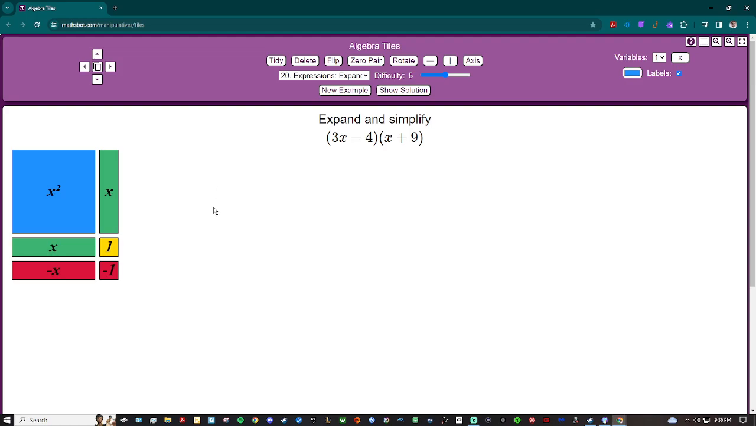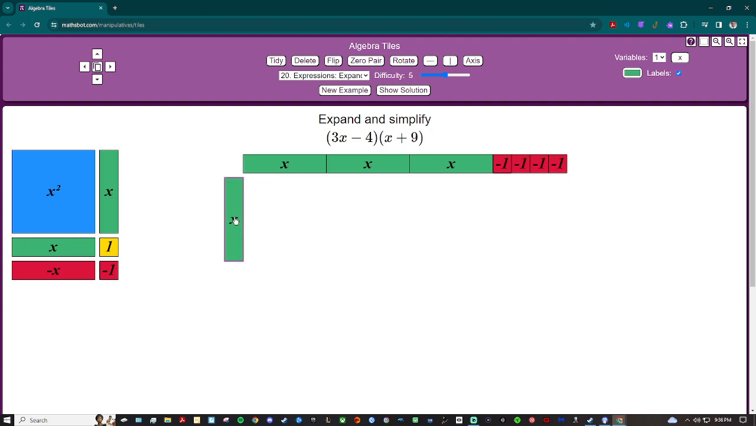So once again, I'm going to first pick my first polynomial, and I'm either going to go vertical or I'm going to go horizontal. So this time, let's go horizontal. 3x minus 4. So I have 3 x's, 1, 2, 3. And this time I have minus 4, so I'm going to grab these minus 1s. 3 and 4. So here's my first polynomial, 3x minus 4. I have 3 x's minus 4. Going vertical, I'm going to do x plus 9. So I have 1x, and I'm going to have 9 of these ones.